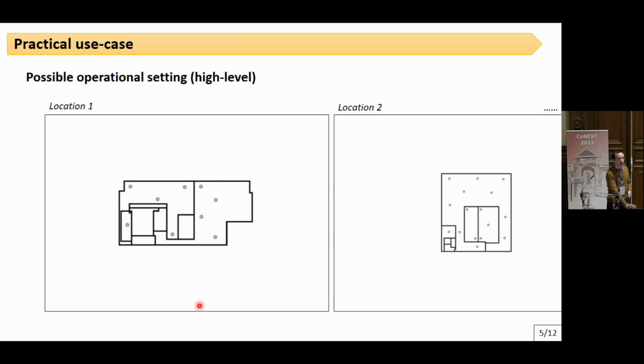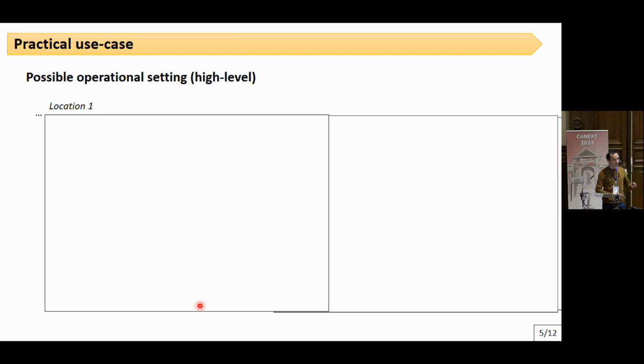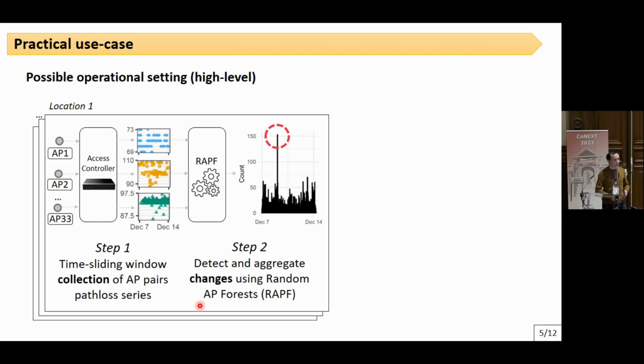So now I also would like to get more the practical use case of this work with a possible operational setting at a high level, before we dive into the actual content and the advances we made in the work. So we are in the situation with a lot of different locations, and here for each location, we can proceed. So it's a possible use case, a possible operational setting where we proceed in two steps here.